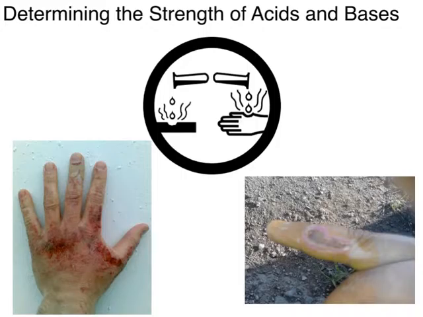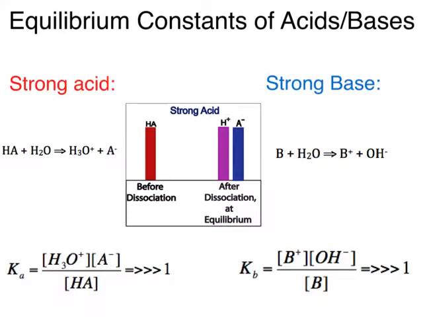So obviously there's another way. There's a different way that we can do, other than going in the lab and dropping things on our skin or something else to test how strong they are. There's another way to test it, and that's what we're going to learn about now. We're going to learn about equilibrium constants of acids and bases.